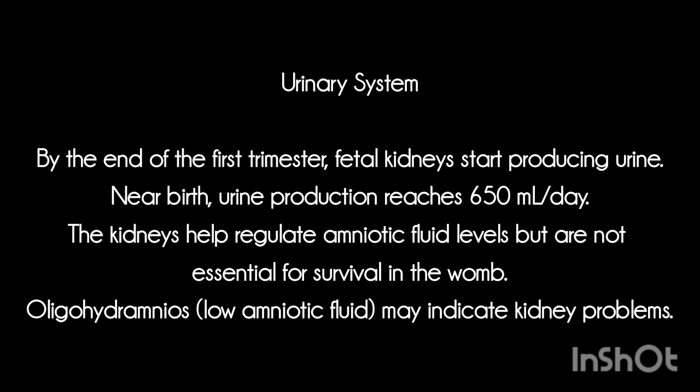Urinary system. By the end of the first trimester, fetal kidneys start producing urine. Near birth, urine production reaches 650 milliliters per day. The kidneys help regulate amniotic fluid levels but are not essential for survival in the womb. Oligohydramnios, low amniotic fluid, may indicate kidney problems.